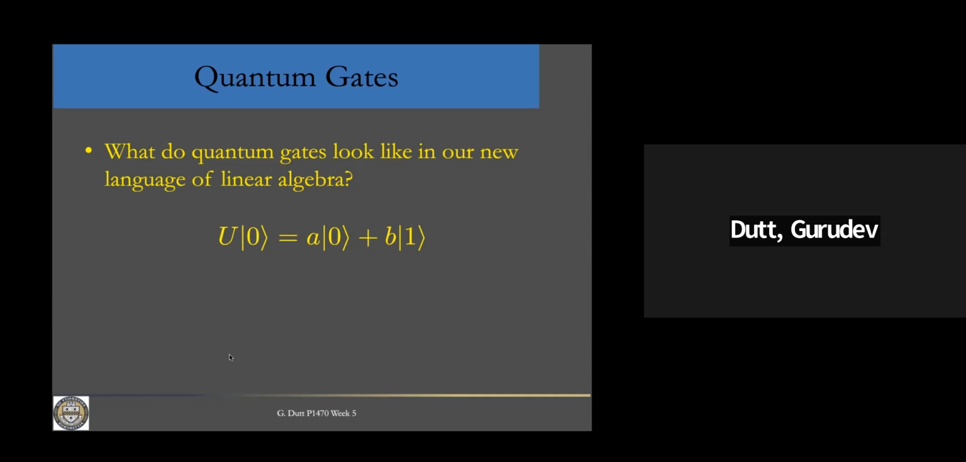Remember that the gate definition is just U acting on the state 0 takes you to some new state. That new state is defined as A times 0 plus B times 1. Okay, and then we also need to know what U does to the state 1. Let's say U acting on the state 1 makes it into C times 0 plus D times 1.